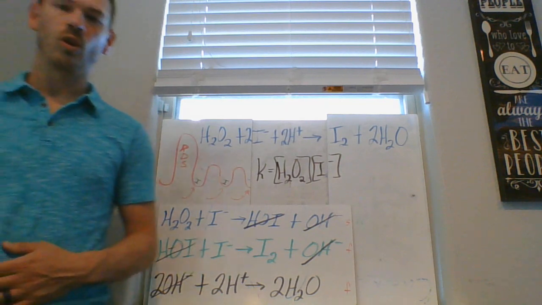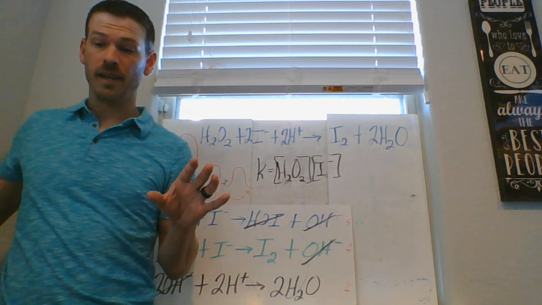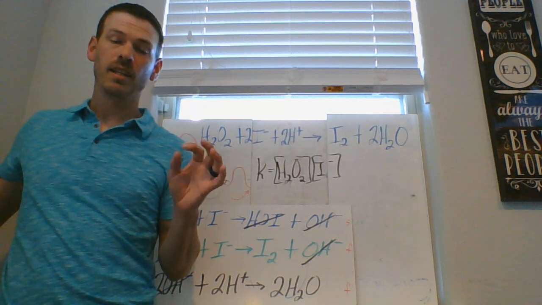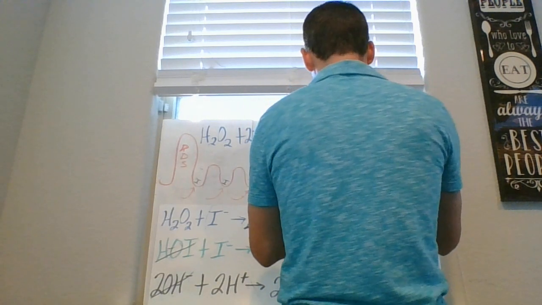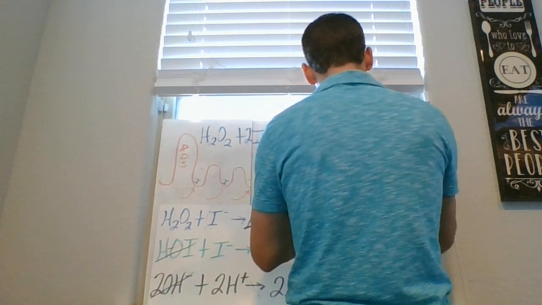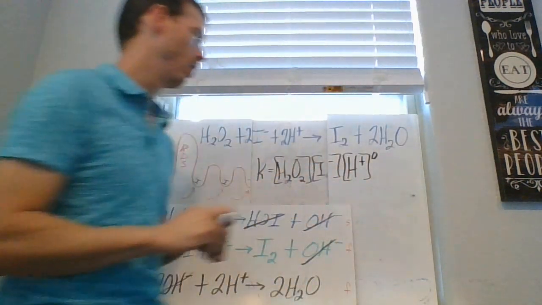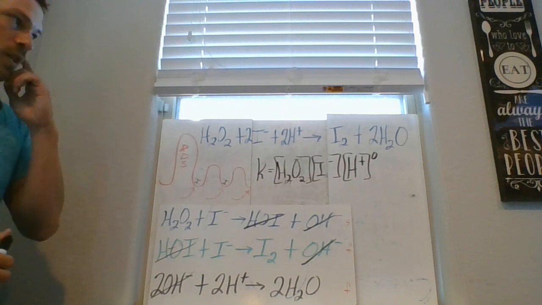Because remember, a zero order reactant is one that isn't altering the rate in any way whatsoever. That's why the zero is there. So I would also therefore add this H plus and call him zero order, just to show that he's not a part of the RDS.